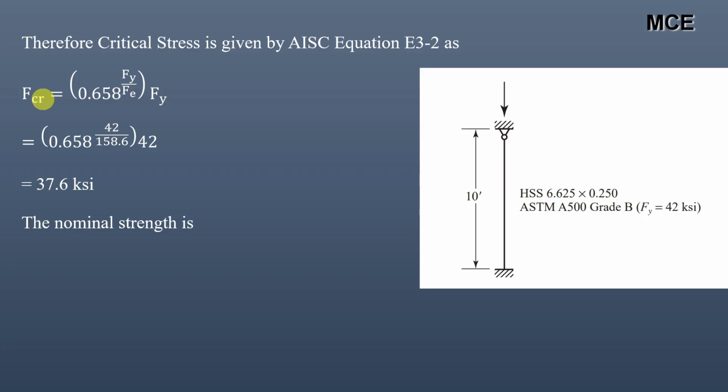The nominal strength will be equal to the critical stress multiplied by the cross sectional area of this column. So it is equal to 37.6 times 4.68, the cross sectional area, which you can find from the steel construction manual, as I defined in the first step. So the nominal strength of this column is 175.97 kips.